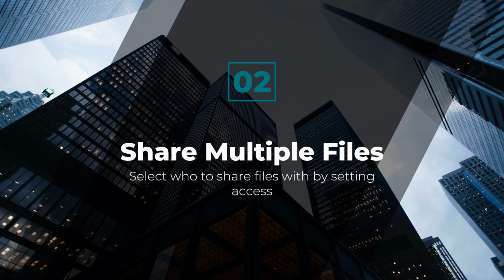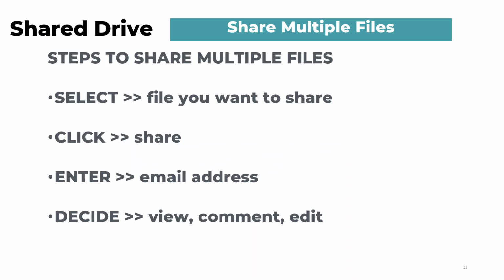You can share multiple files and select who to share files with by setting access. Let's observe these steps to share multiple files. You want to start by selecting the file you want to share. You click Share, enter the email address, and then decide what kind of access you want to give them: view, comment, or edit, or all.